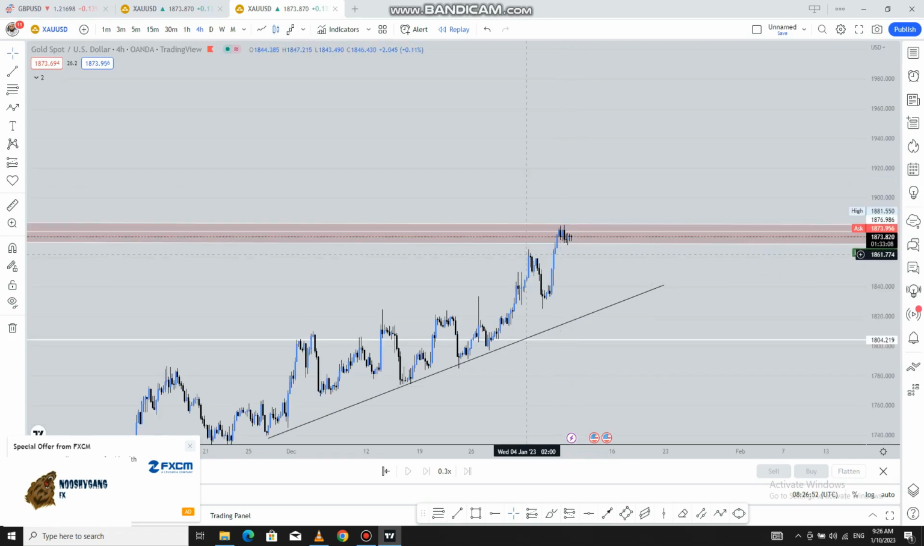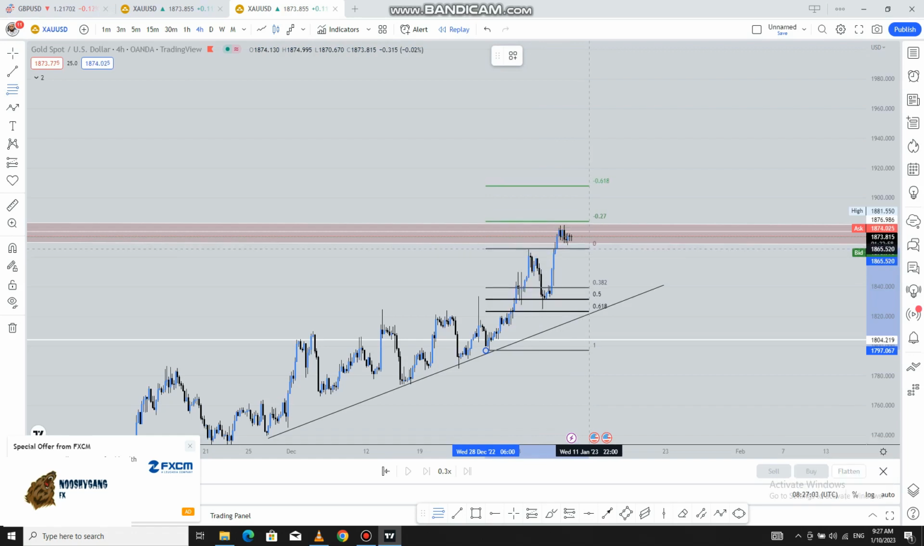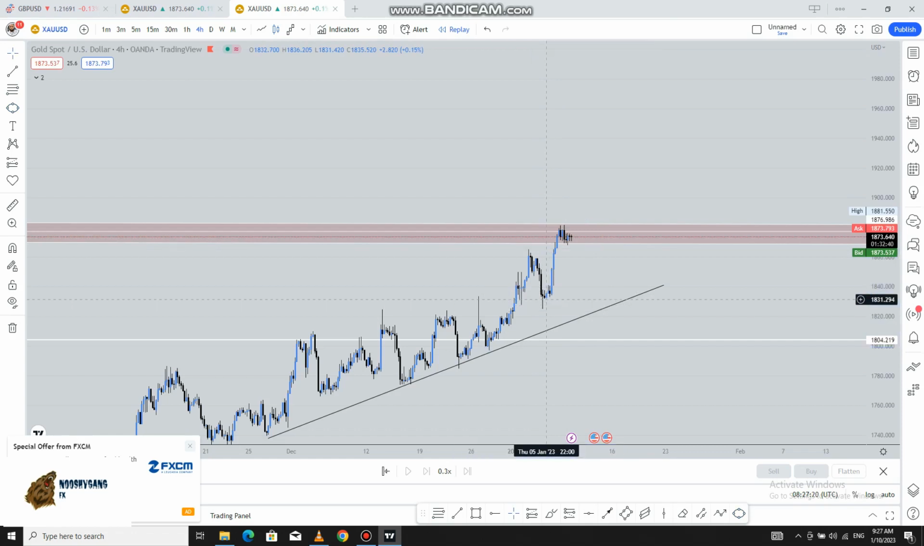What I did was I brought up my Fibonacci tool, and then I mapped it out from the low to the high. I saw that the market was rejecting around my 61.8 level, and I knew that yes, we are going to go up in the market. We're still going to push up in the market.